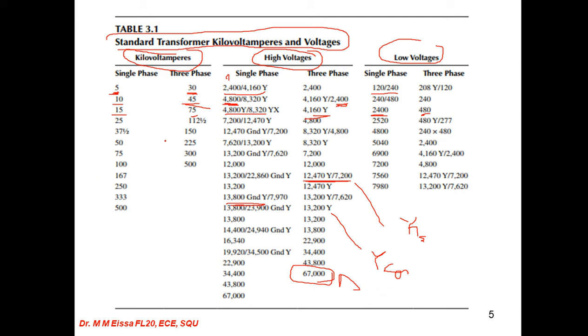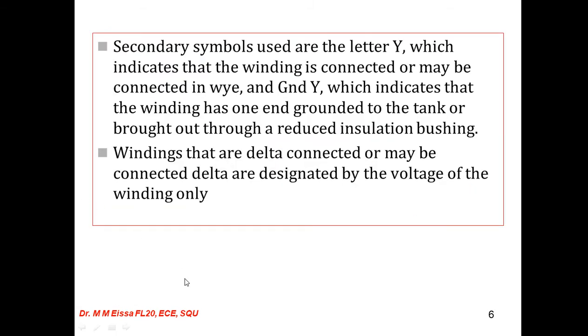Also we can go through this rating. For example, such as these rates 13.2/22.8. This is for ground Y. This also means we have 12.4 star for 7.2. This is star earthed. This is star only connections. If we have it like this one, these are delta connections and so on. These designations will be explained also on the next slides.